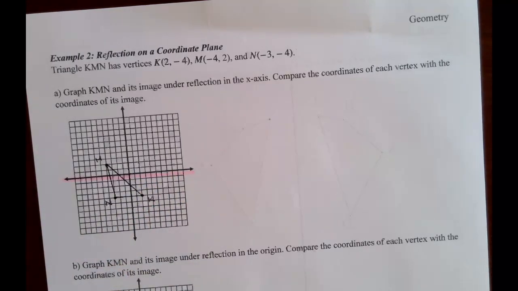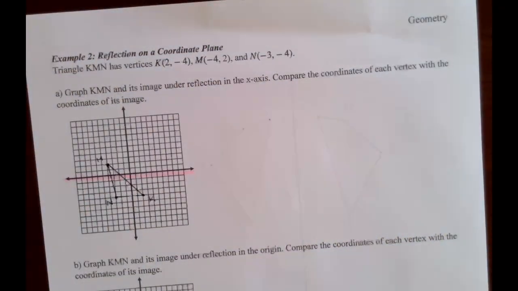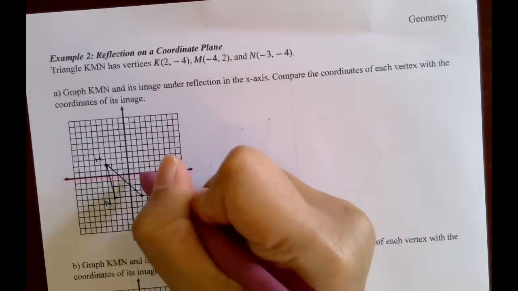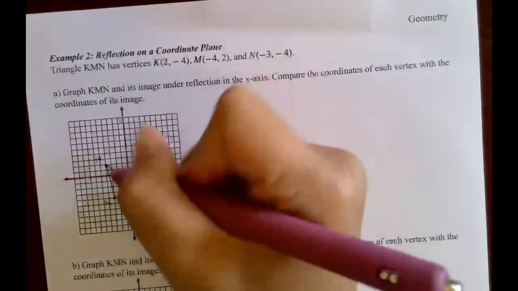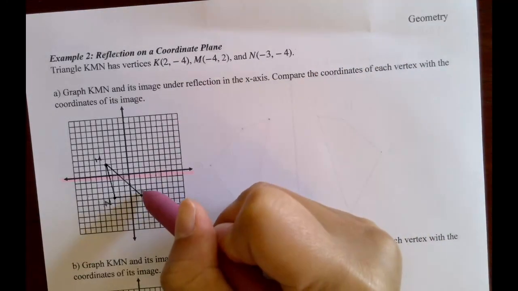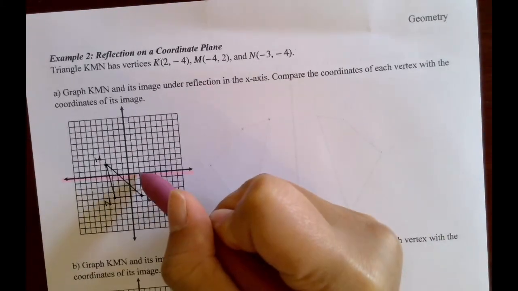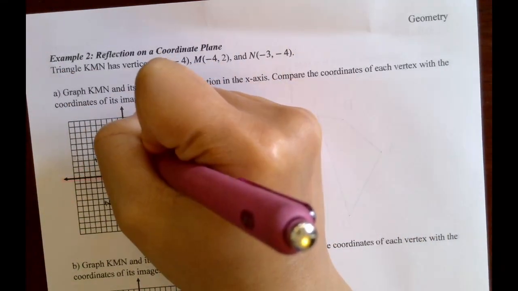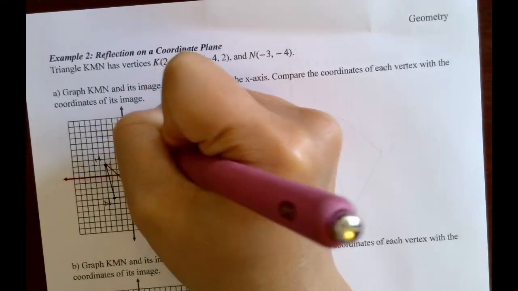Okay, so if I'm reflecting it, I'm flipping it over. So what I'm going to do is I'm just going to count how far it is from that line and go that same distance away. So from K to this line, this is 1, 2, 3, 4 away. So I'm going to go 1, 2, 3, 4 away. And this is my new K prime.